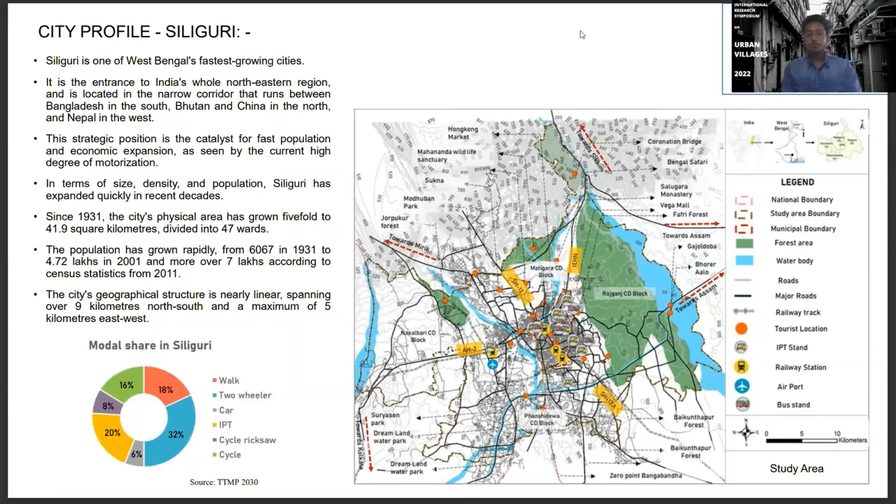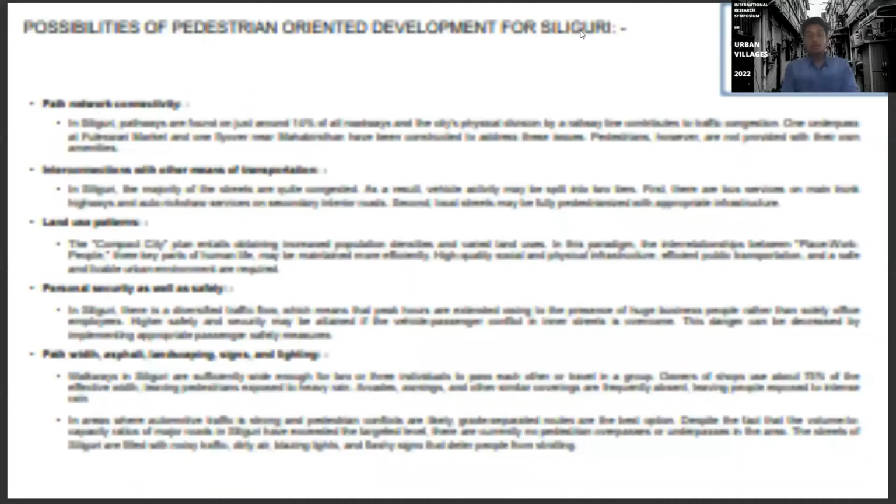Now talking about the modal share of Siliguri, only 18% of people prefer walking, 8% prefer cycle rickshaws and 16% prefer cycling. So basically that's a very small share of the population. Now the possibilities of pedestrian oriented development for Siliguri itself.